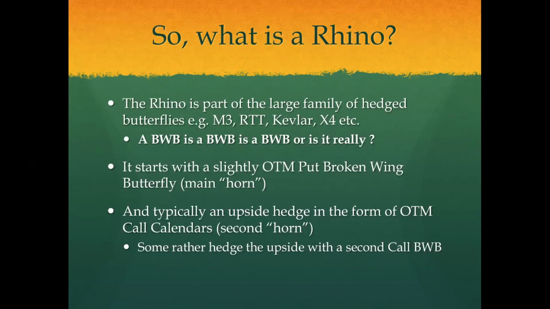We're going to see that we typically use call calendars on the upside. Some people prefer to use an upside hedge in the form of a call broken butterfly. And recently, I've actually used that more often than the call calendars, because last year, October, November, in a very low IV environment, even though a call calendar is supposed to be Vega positive, it doesn't always work that way. And also, some people are less comfortable with horizontal spreads, and I can understand that. So again, flexibility: you can choose the type of upside hedge you're comfortable with.